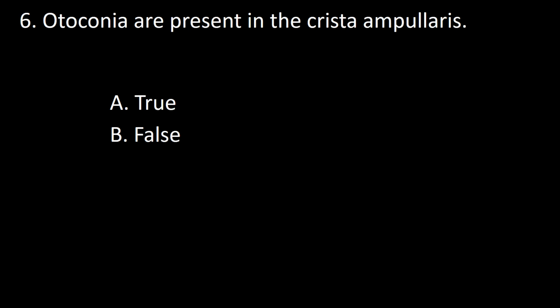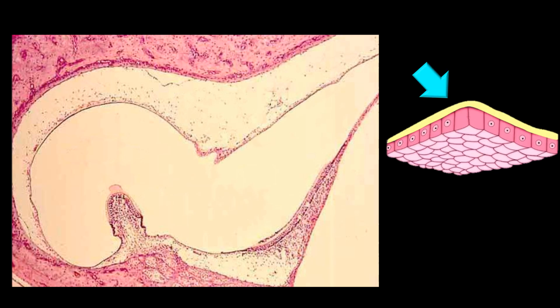Next question. Otoconia are present in the crista ampullaris. A true, B false. This is a segment of the petrous bone. The redder area is the bony labyrinth. This is the membranous labyrinth, of which this is a cartoonish representation.